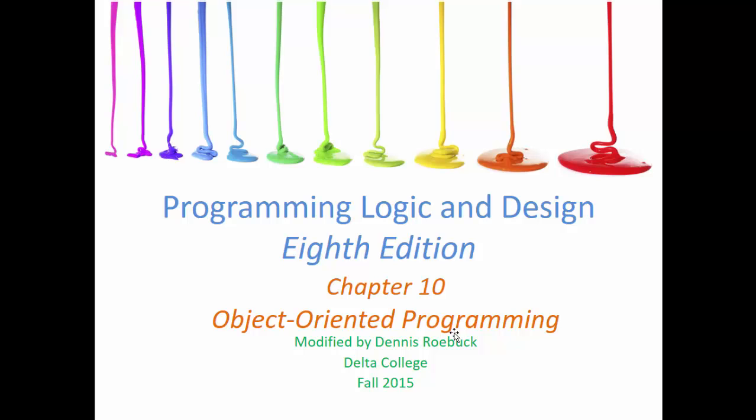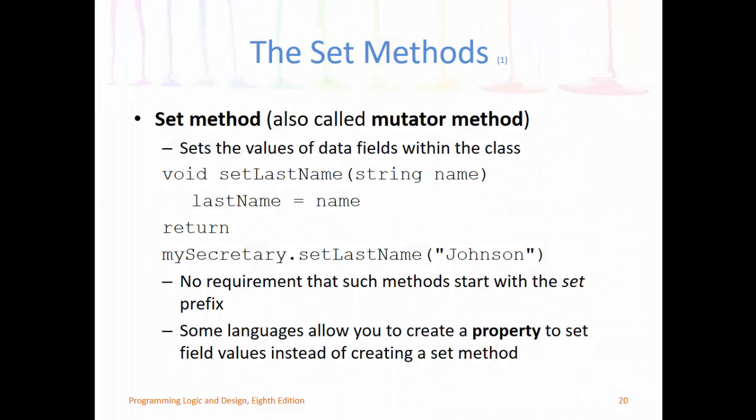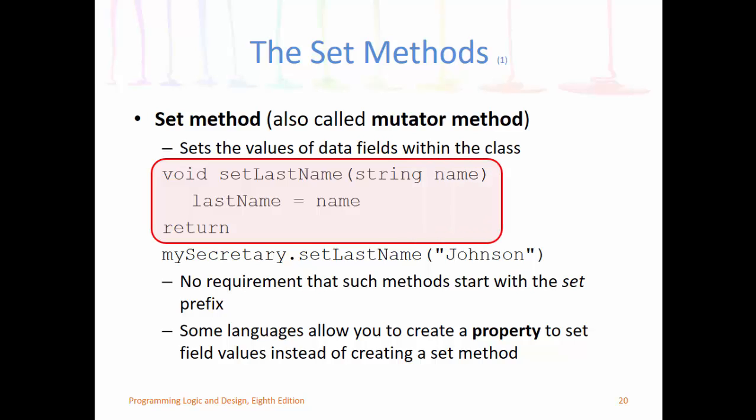Set, get, and work methods. Set methods are also called mutator methods because they literally mutate, or set, or change the values of the data fields or attributes within a class's objects. Here's some sample pseudocode for a set method. Remember, the void keyword indicates that this method will not return a value back to the program.